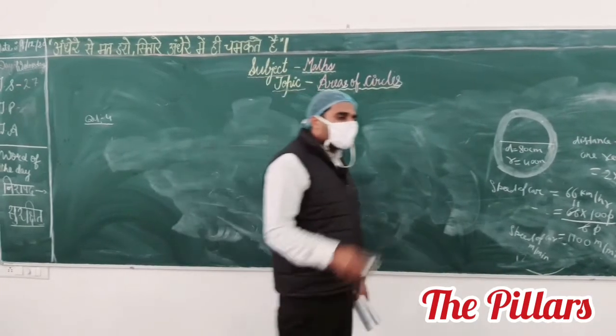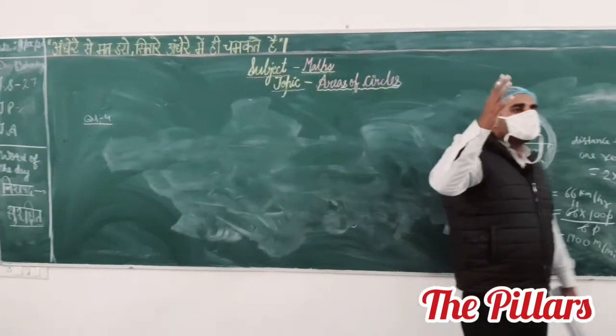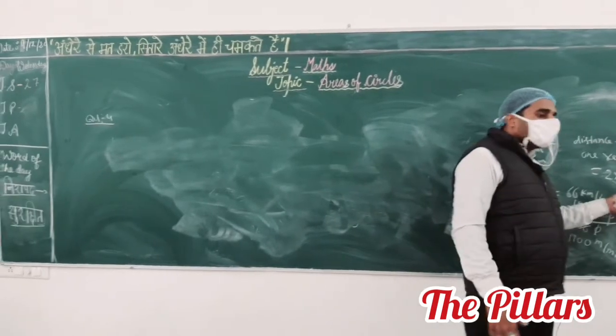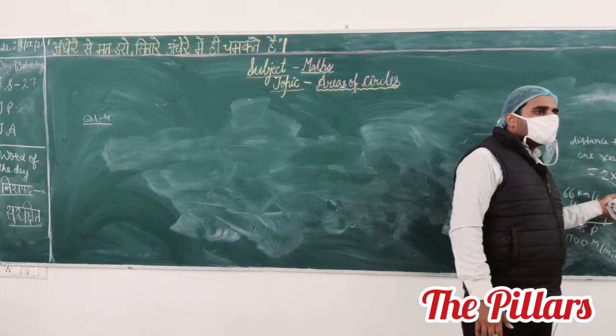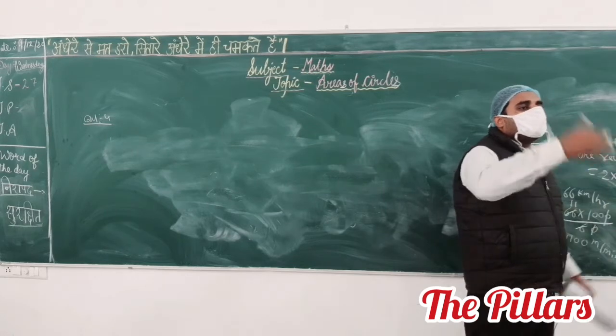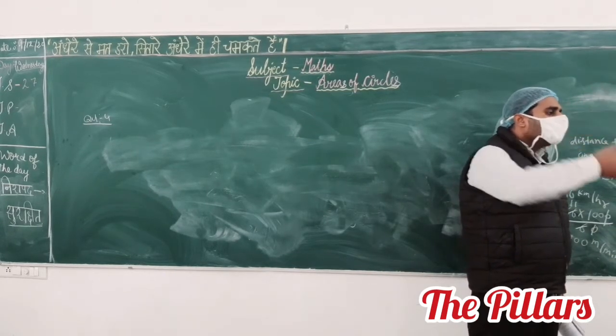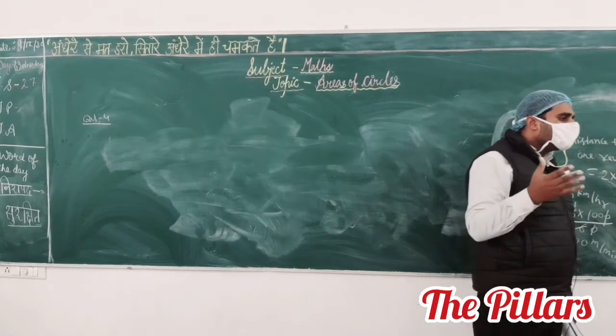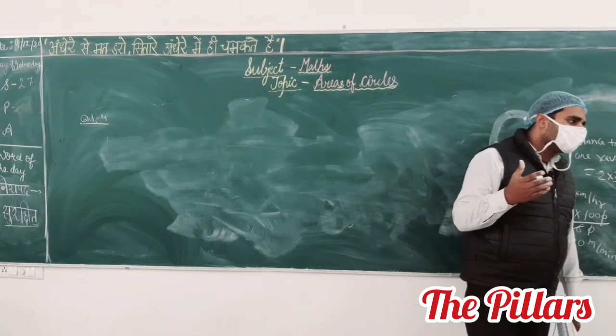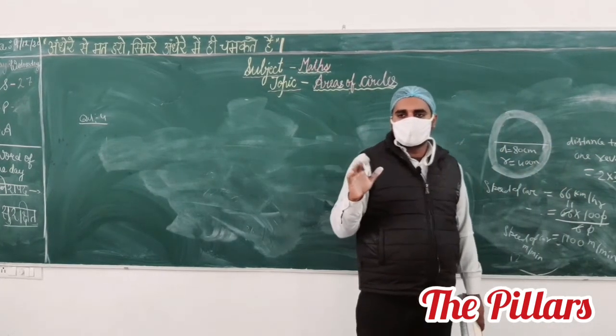Now we want to calculate the number of revolutions. The total distance traveled by the car, divided by the distance covered in one revolution, gives the number of revolutions. Now you have to solve the question. Have you got the question or not?